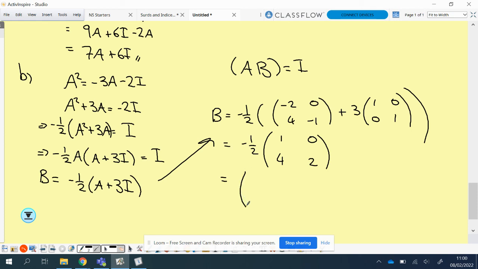If I take negative a half of those things, that gives me the matrix negative a half, 0, negative 2, negative 1. So that's what the matrix B must have been. If you want to check that, if you multiply the matrix A with that matrix B, you should get the identity matrix back out. That's a way you can double check. Do you have any questions on that at all, folks? No? Okay.